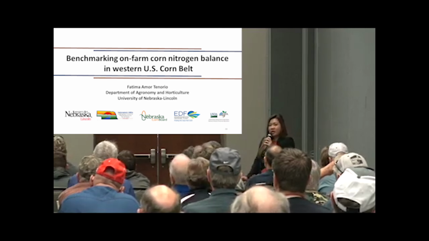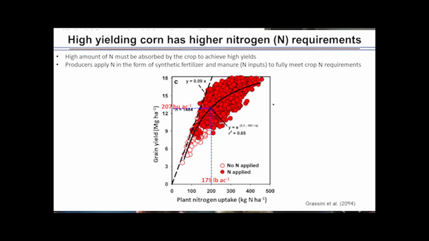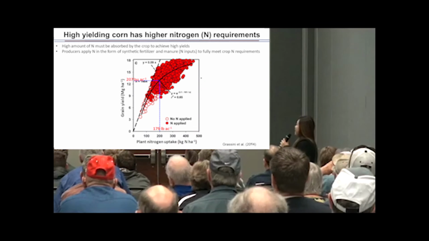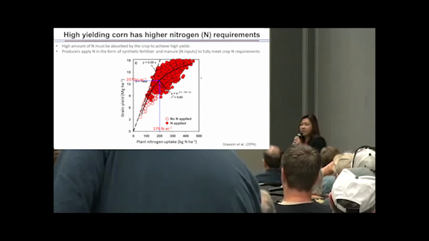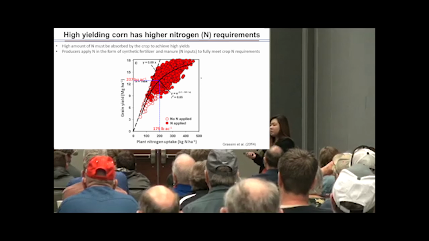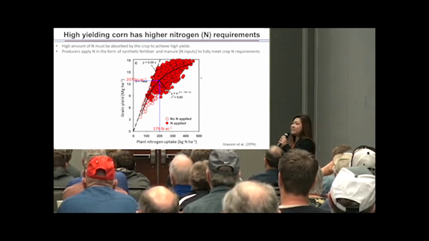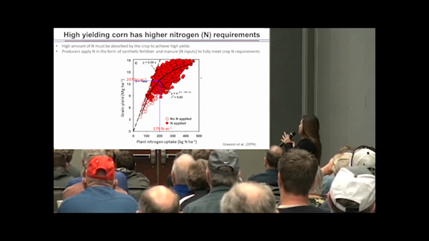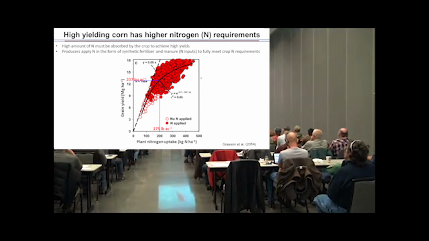And first, I want to start by showing this figure. This is grabbed from Rosini et al. 2014. And as you can see from this figure, the grain yield is plotted on the y-axis and the nitrogen uptake on the x-axis. And from the relationship, we can see that high-yielding corn has higher nitrogen requirements. For example, for a corn to produce around 13 tons per hectare, which is equivalent to around 207 bushels per acre, it needs to absorb around 179 pounds of nitrogen per acre.